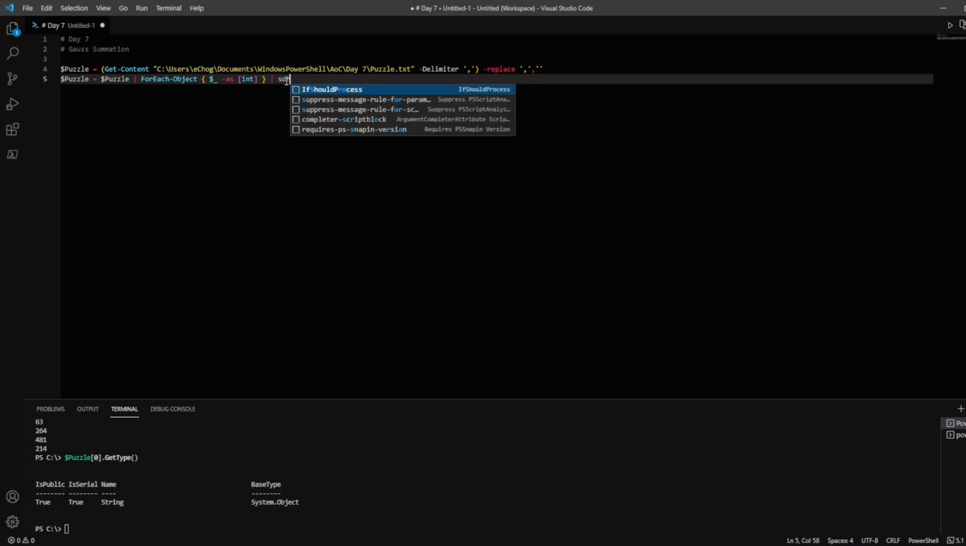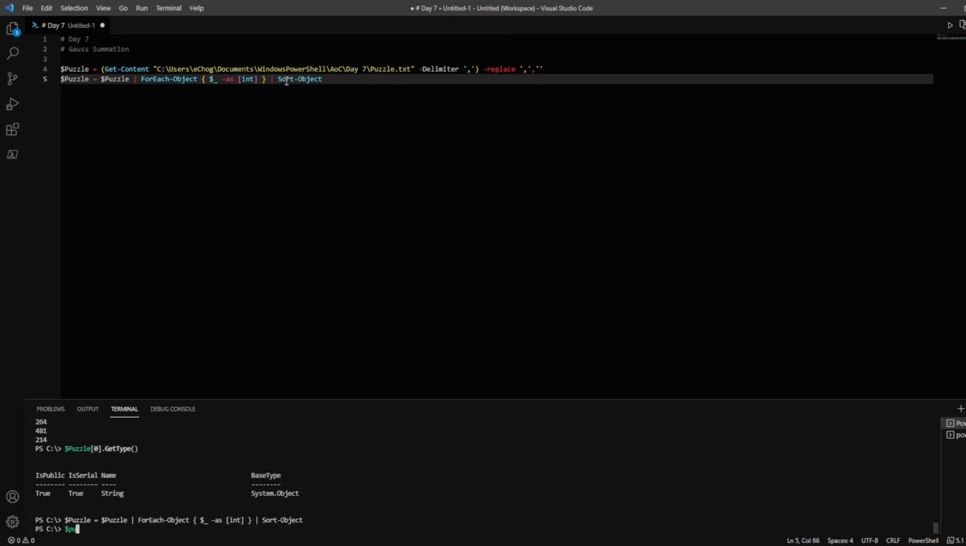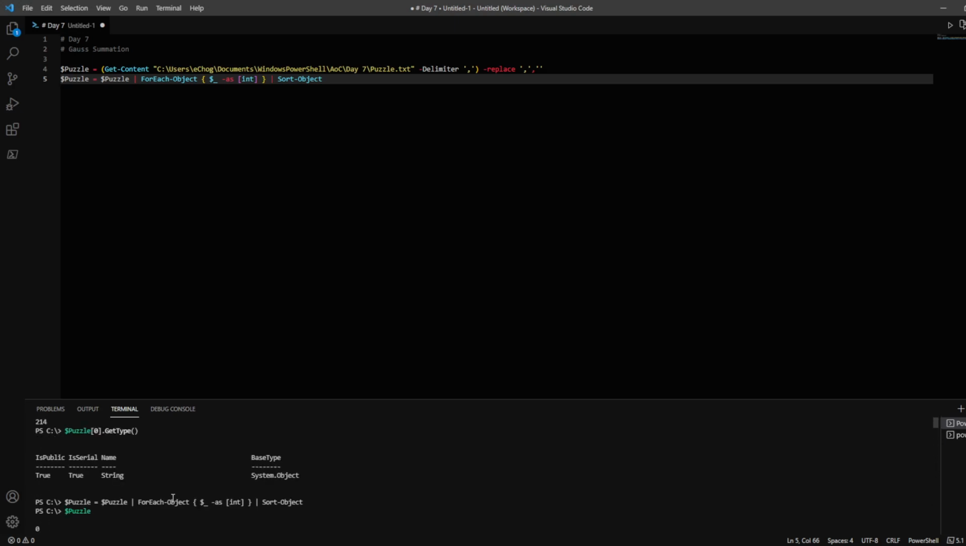We want to sort that whole object after we have them all as integers. So that then looks like this. We have a nice, pretty array of all of our items, and everything is clean, all the way up to 0, which is fantastic.